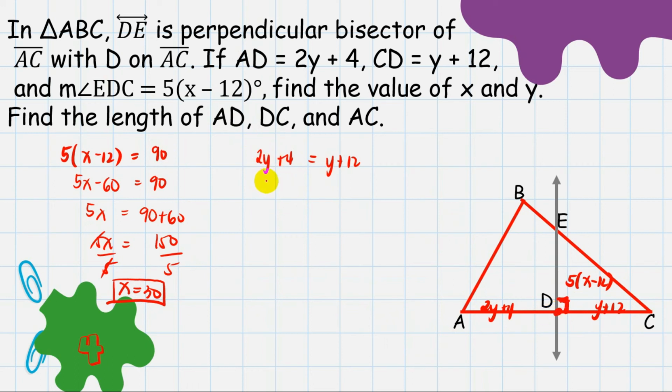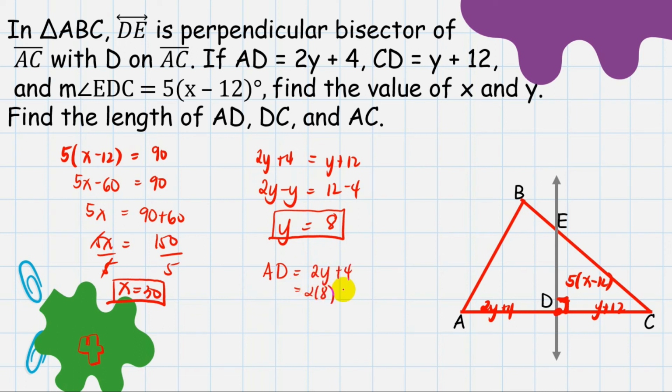We have to do is to solve it algebraically. So, 2y minus y is equals to 12 minus 4. And 2y minus y is y. 12 minus 4 is 8. So, the value of y daw po ay 8. And to check that, and since tinatanong naman din kung ano ang measurement ng line segment AD, so i-substitute natin. 2y plus 4 means 2 times 8 plus 4. 2 times 8 is 16 plus 4 is 20. Okay, so the line segment AD is 20.